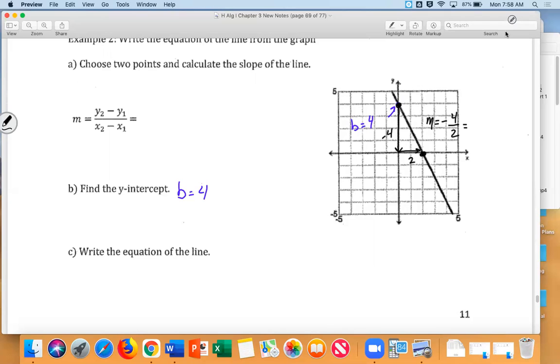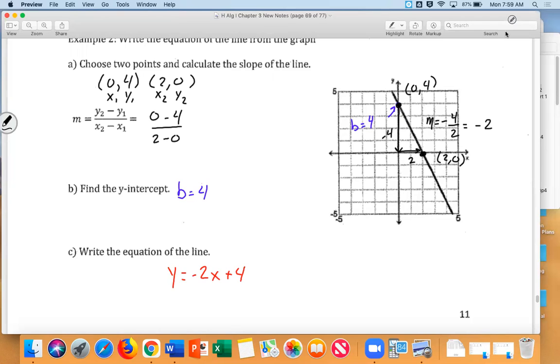Very good. So my equation of my line is y equals -2x plus 4. Now, in order to calculate my slope, say I have the two points (0, 4) and (2, 0). Well, what I would do is label my two points and plug it in. I would have 0 minus 4 over 2 minus 0. 0 minus 4 is -4, and 2 minus 0 is 2, and that's where my -2 comes from.